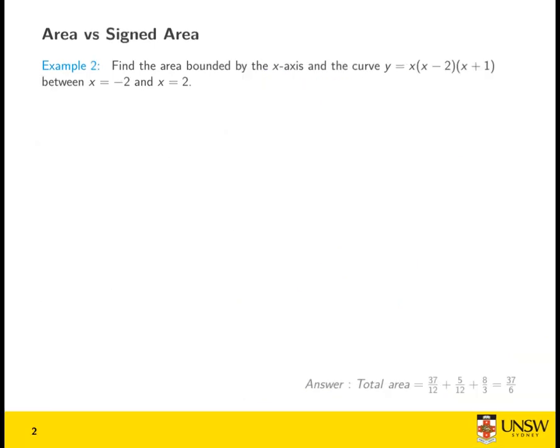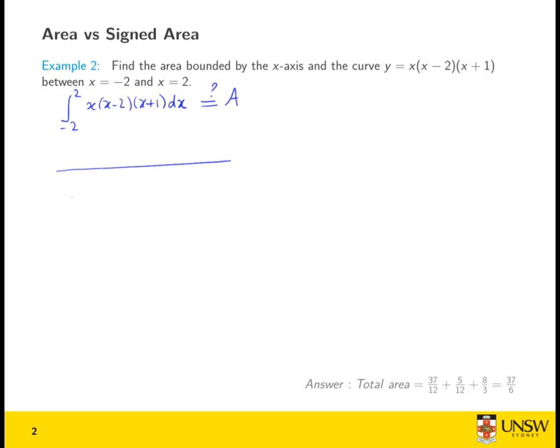Let's try another example. We want to find the area bounded by the x-axis and this curve between x equal to -2 and x equal to 2. Maybe the first idea that comes to your mind is to calculate the integral of this function between -2 and 2. But beware, that may not be equal to the area.